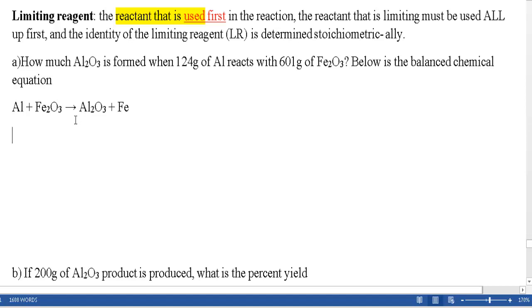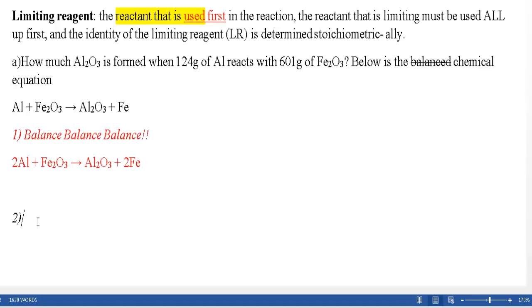So let's do this practice problem here and also do some practice problems on the homeworks that are assigned. How much aluminum oxide is formed when 124 grams of aluminum reacts with 601 grams of Fe2O3? Below is the equation. So the first thing you need to do is balance, balance, balance. So step one is balance. Okay, so this is not a balanced chemical equation. Now our equation is balanced.